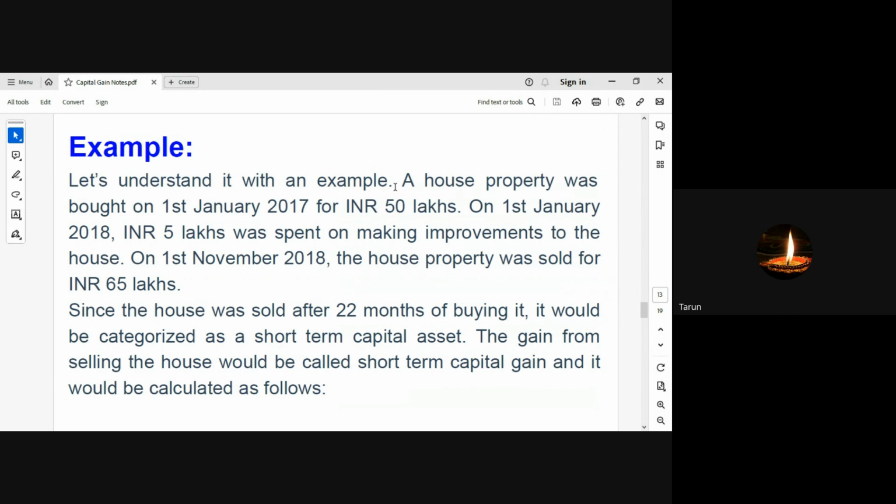So the house property was bought. The original cost of the house property is 50 lakhs, and the sold value, that is the sales value or full value of consideration, is 65 lakhs. Since the house was sold after 22 months, counting from 1st January 2017 till 1st November 2018, 22 months has been counted. So it would be categorized as a short-term capital asset, because a short-term capital asset should be within or before 36 months.